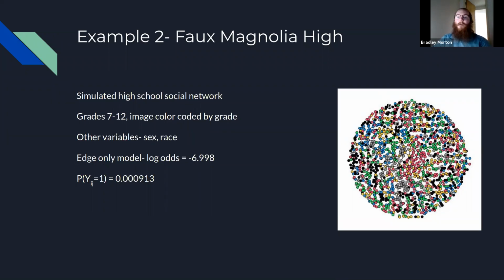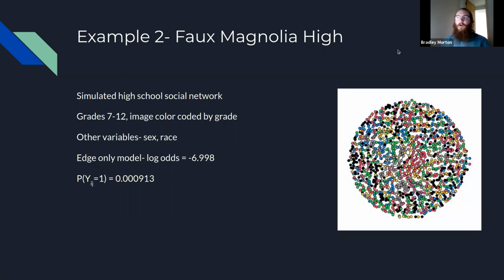And so we have about 1,400 students here, and this particular plot is color-coded by grade. And just looking at it, we can observe that there is a substantial amount of clustering based on grade, which is what you would expect when grade moves from 7 to 12, as it does in this data set. And we also have the other variables of sex and race.